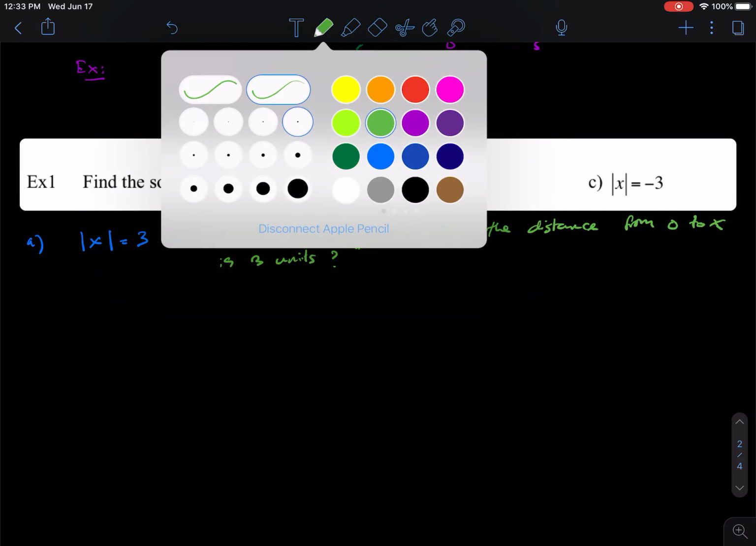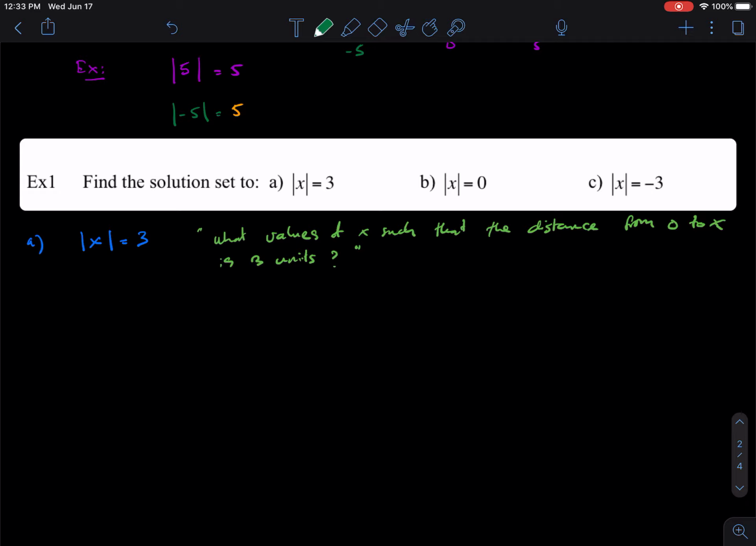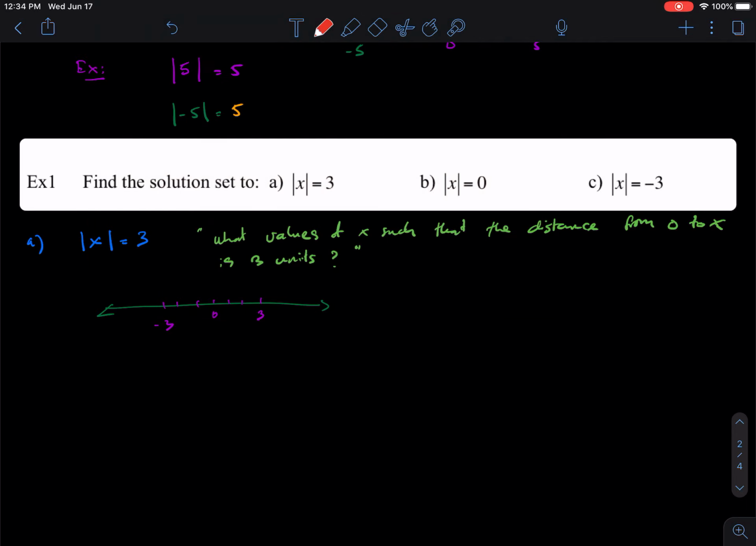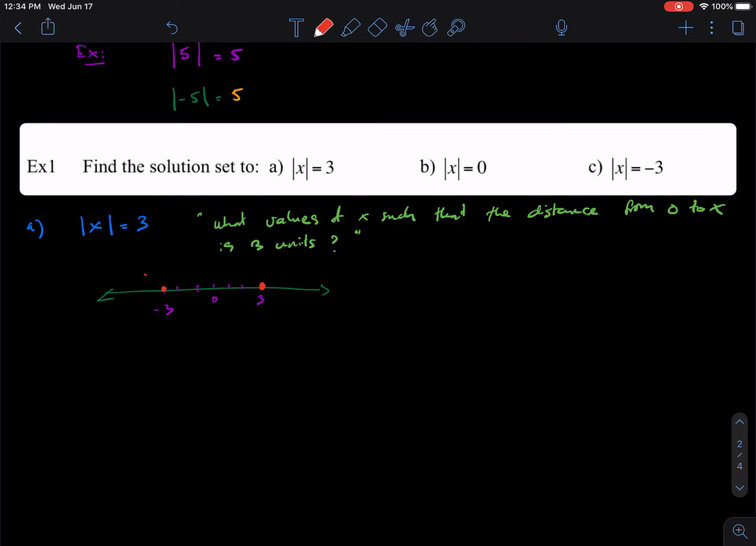So if you look at this in terms of the number line, if I draw a number line and say, well, here's 0, how do I get the distance from 0 to be 3 units? I can either go 3 units in the positive direction or 3 units in the negative direction. So the two possible values that are exactly 3 units away from 0 will be 3 and negative 3. That's how we can look at this through a number line.